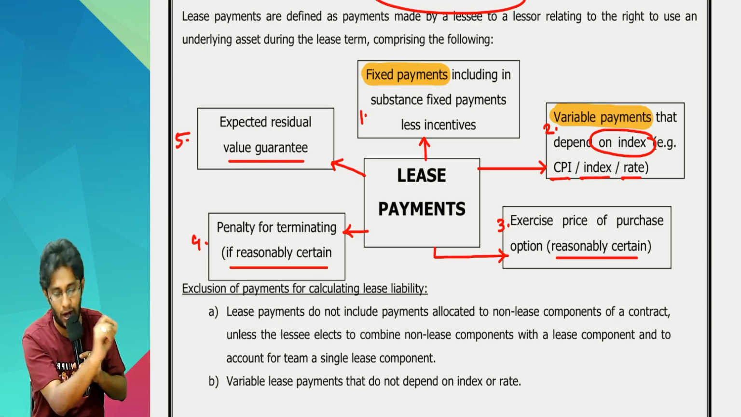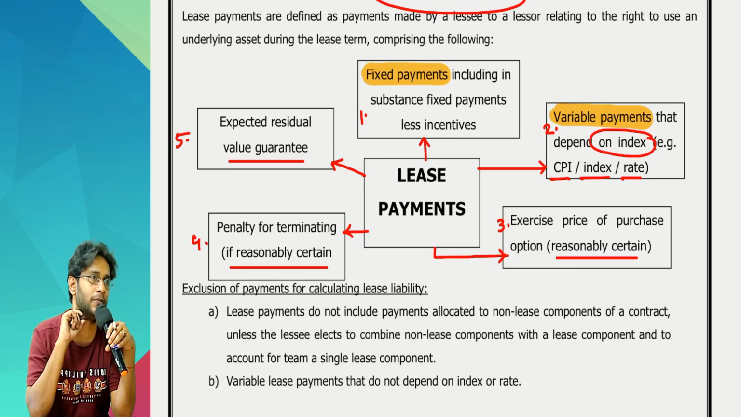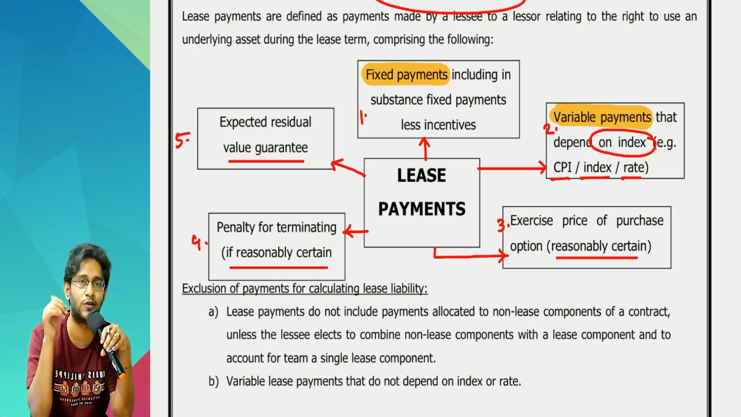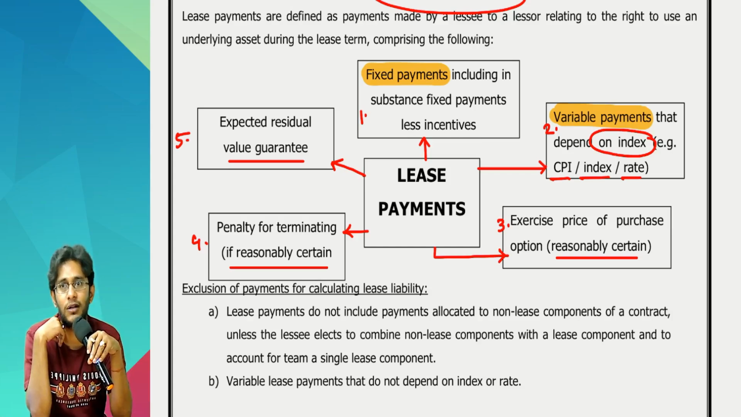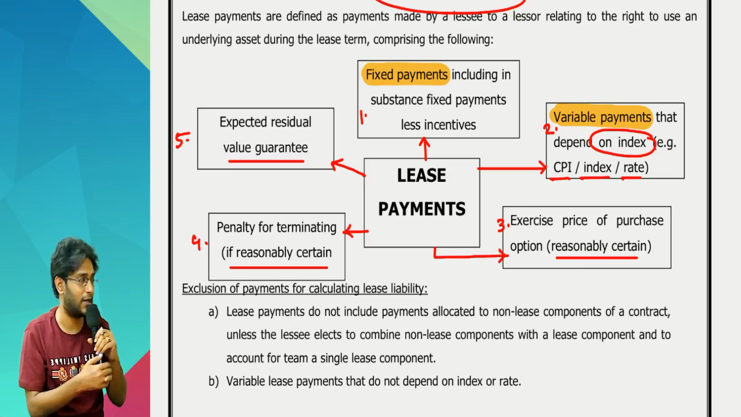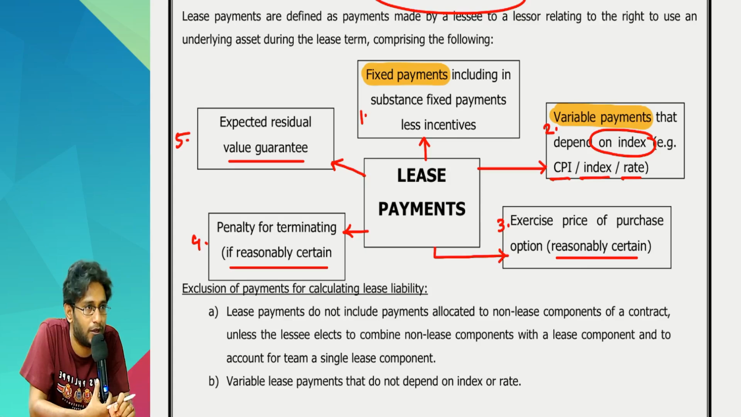3 and 5 cannot coexist. Both cannot be there in any sum. There won't be a case where you will add exercise price also and GRV also. Why? GRV is something which you have to pay to the lessor when you are giving back the asset. Why will you give back the asset and at the same time be thinking of buying the asset for yourself? They both cannot be there.